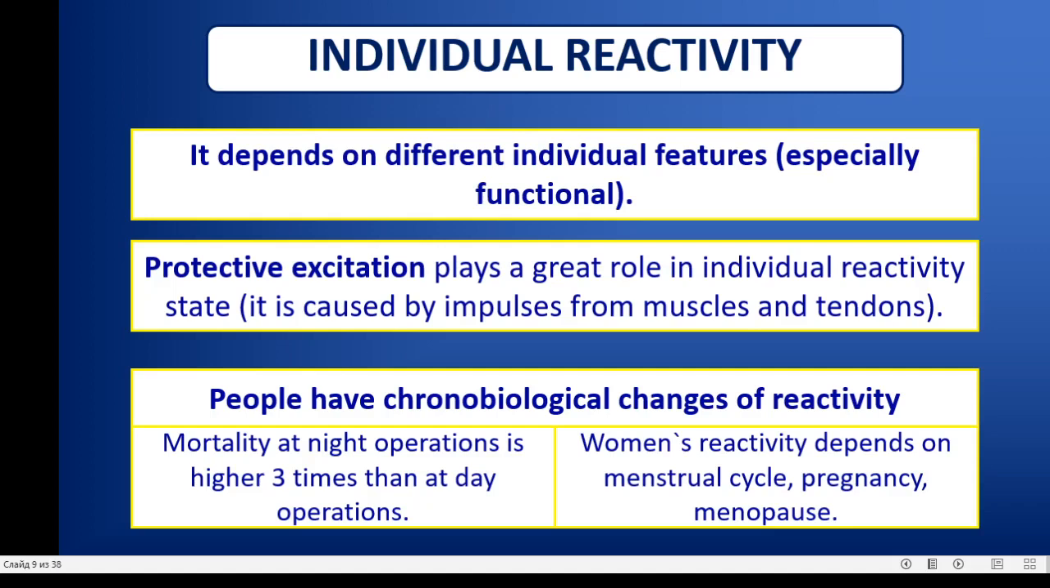People have chronobiological chains of reactivity. Example: mortality at night operations is higher 3 times than at day operations. Also example: women's reactivity depends on menstrual cycle, pregnancy, menopause.